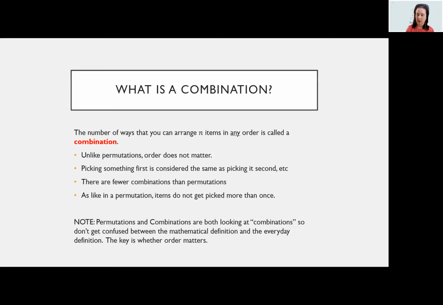Now, like permutations, with combinations you can't pick the same item twice. If I'm picking from a deck of cards, I'm not putting that card back in and picking it again. Once you've picked it, it doesn't get picked again. So that's a similarity between combinations and permutations. The key difference is that for permutations order matters, and for combinations order does not matter. So when you're trying to decide whether a problem is asking for a permutation or a combination, you have to ask: does order matter? Because that is the distinguishing characteristic between the two.